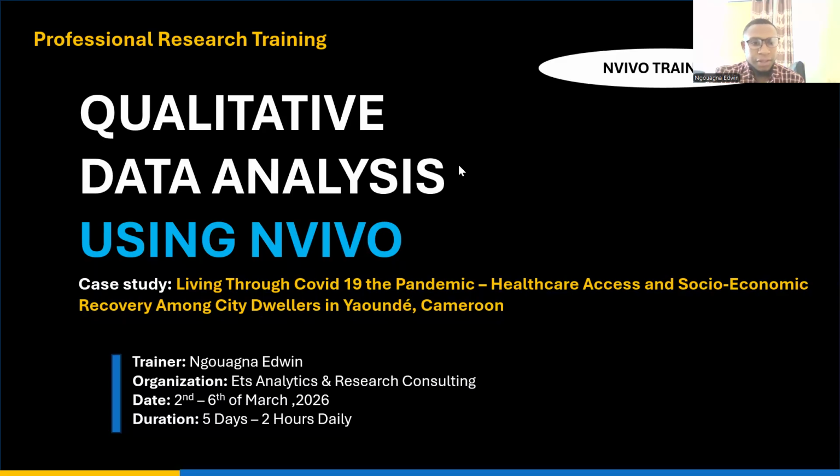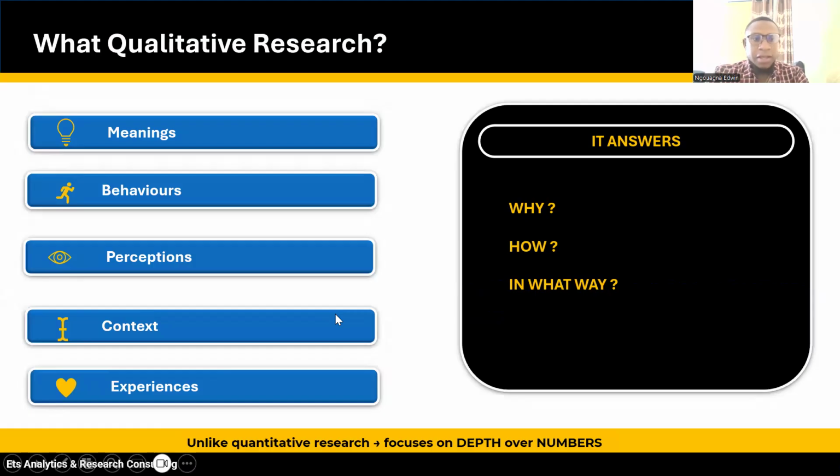All right, so we're going to be starting our NVivo course, and we want to have a refresher on qualitative data analysis. So, what is qualitative data analysis? Qualitative data analysis is a type of study or research where you, as a researcher, go out to explore the behaviors and experiences of human beings on particular subjects.